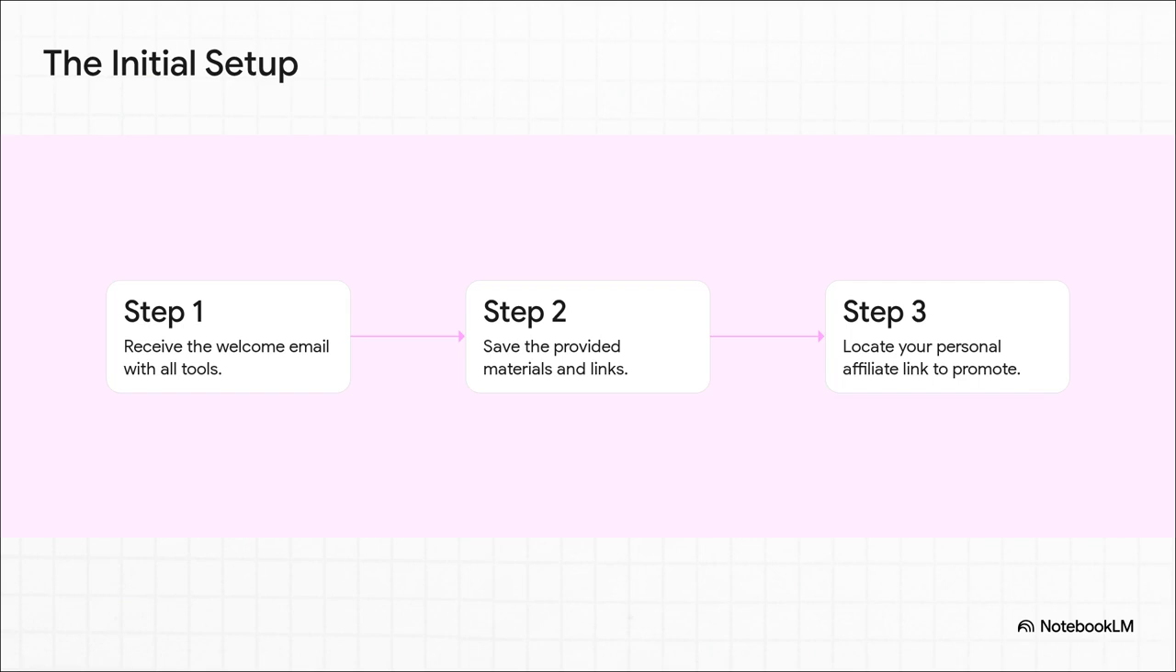First, a welcome email shows up with all the tools. You just save the materials. And then, here's the most important part. You find your unique affiliate link. That link is the absolute key to the whole system, because it's the one thing that tracks every single sign-up, every sale, right back to you.